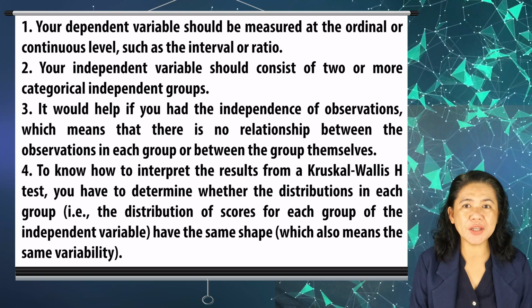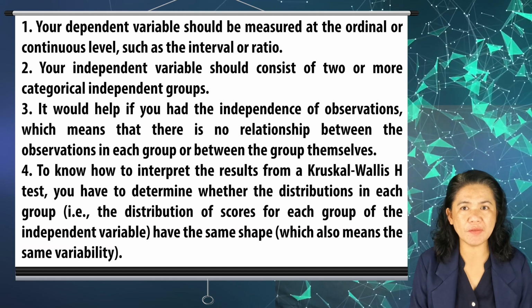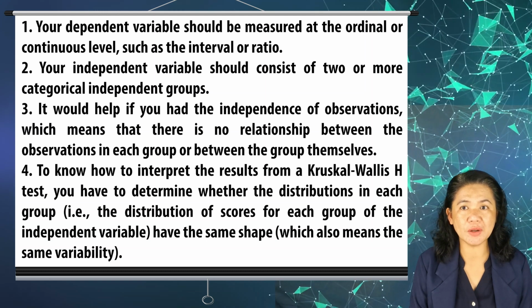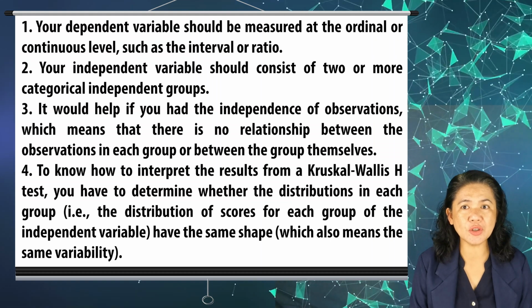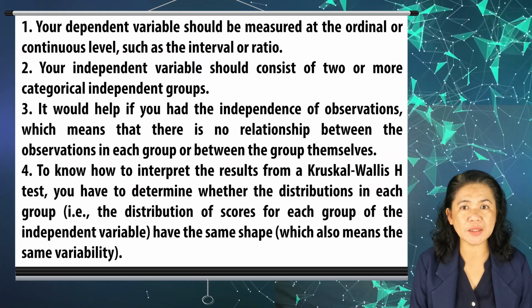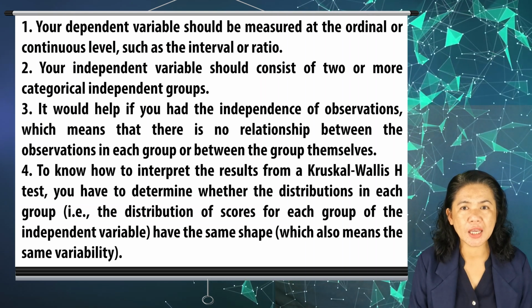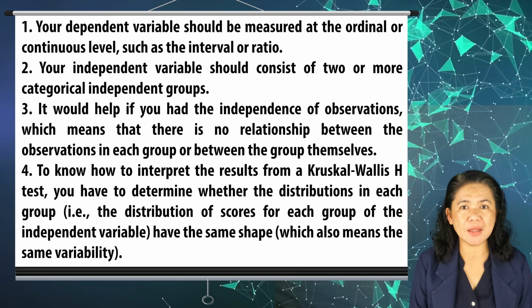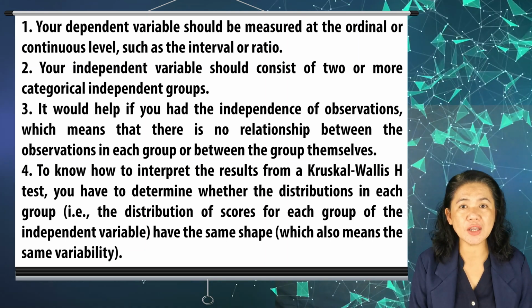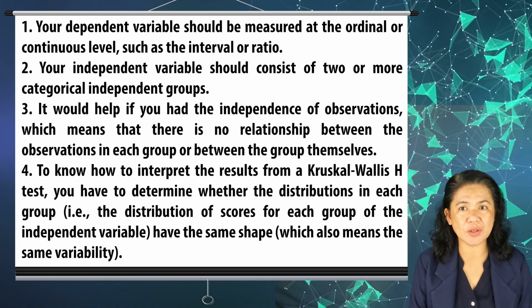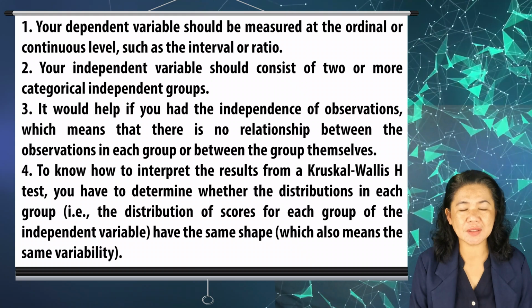1. Your dependent variable should be measured at the ordinal or continuous level, such as interval or ratio. 2. Your independent variable should consist of 2 or more categorical independent groups. 3. You should have independence of observations, which means that there is no relationship between the observations in each group or between the groups themselves.